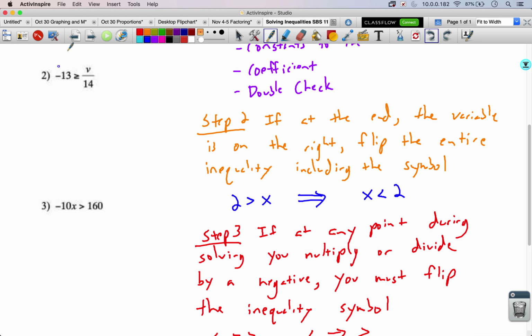All right, for number 2, variable being divided by 14, got to get rid of that with a multiply by 14. Do that to both sides. Negative 13 times 14 is 182, but I make it negative because it's a negative times a positive. Negative 182 is greater than or equal to v, but the variable's on the right. I want to flip that around, make this read v is less than or equal to negative 182. And then box that as my final answer.